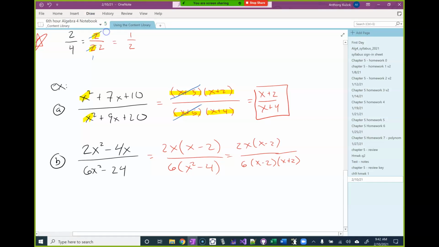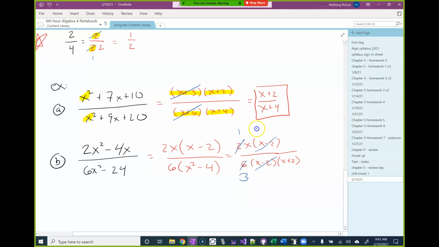Now it's time to look to reduce. The x minus 2's, okay. Anything else? There's a little more. So look between the 2, the x and the x minus 2, all multiplication, right? Between the 6, the x minus 2, the x plus 2, all multiplication. So the 2 and the 6, I can reduce like the fraction 2 over 6. Everybody's okay with that?